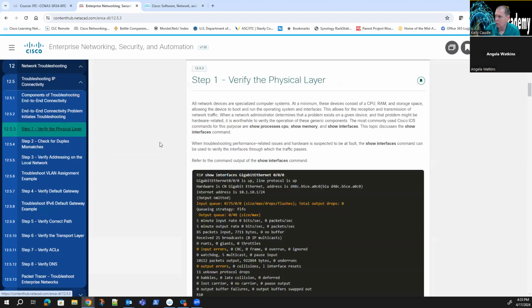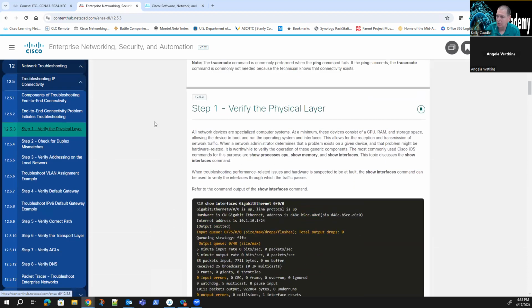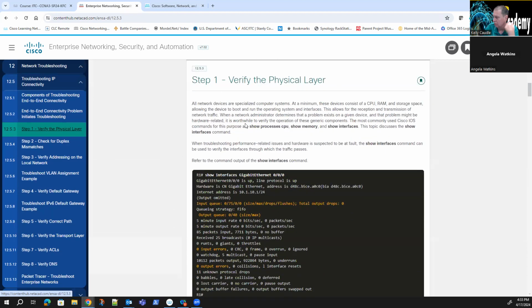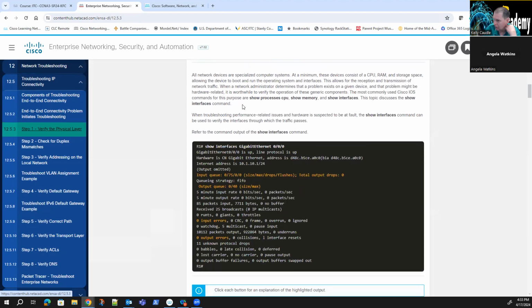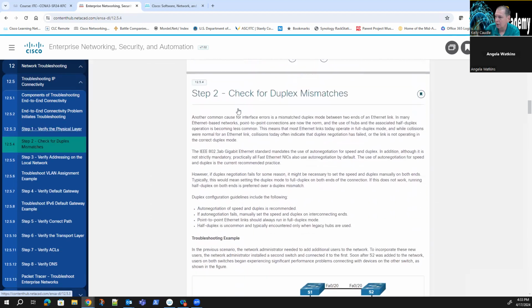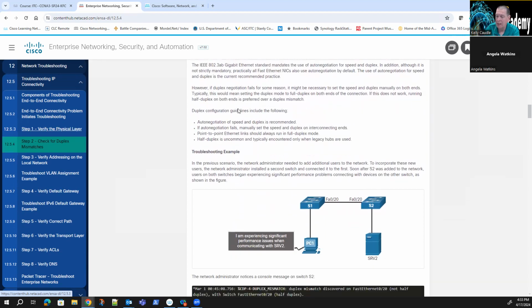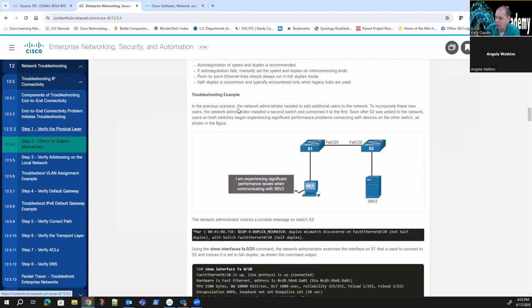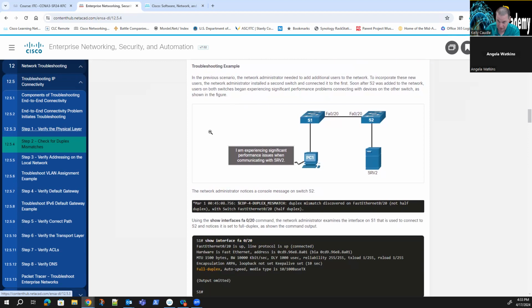I think here's a good one to look at, kind of a quick thing. Check your physical layer, make sure everything's connected. You can check for duplex mismatches, which should never happen in the real world now. If it does happen, it's almost always because somebody physically set the duplex setting and messed it up. In the real world, I haven't seen a duplex issue in an extremely long time.